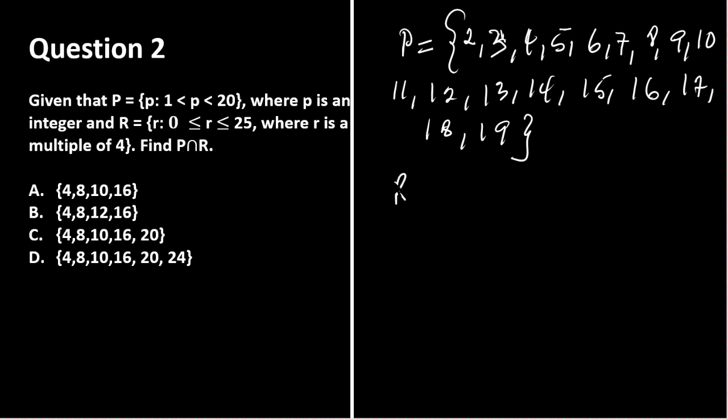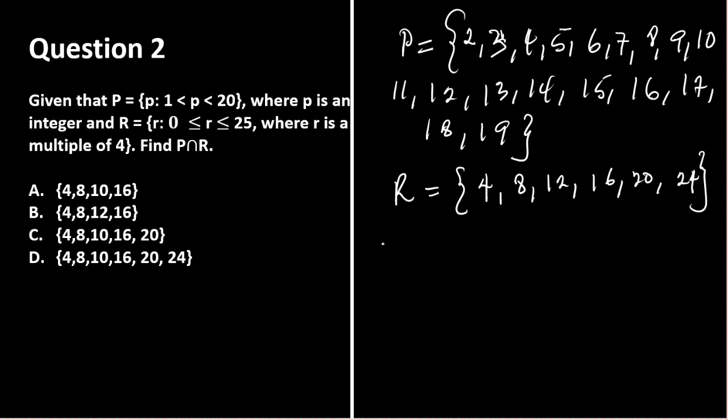Then for my R is such that 0 is less than or equal to R, and R is also less than or equal to 25, where R is a multiple of 4. We must observe this other condition. Although R is greater than 0, R must be a multiple of what? 4. That is, I cannot start from 0. My first item in here will be 4. Next multiple is 8. The next multiple will be 12. The next is 16, 20, and 24. These are all multiples of 4 that range between 0 and 25.